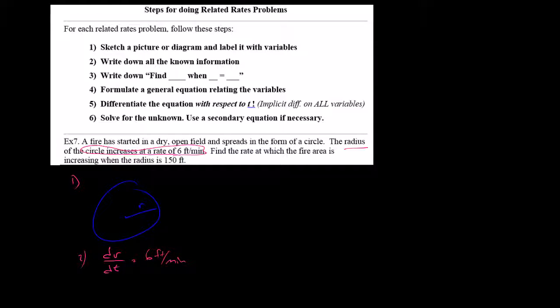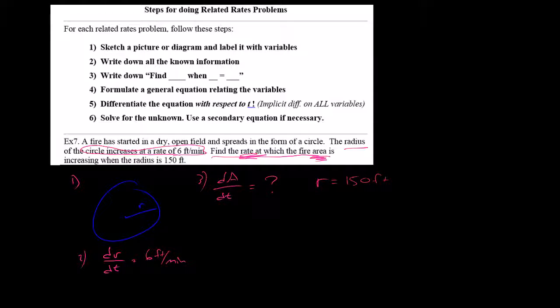No, not really, because step 3 says find the rate at which the fire area is increasing. So the fire area, the area with respect to time, is what we want to find. So find the rate of the area. That's what we want to find when our radius is equal to 150 feet. So that's what we're trying to find.